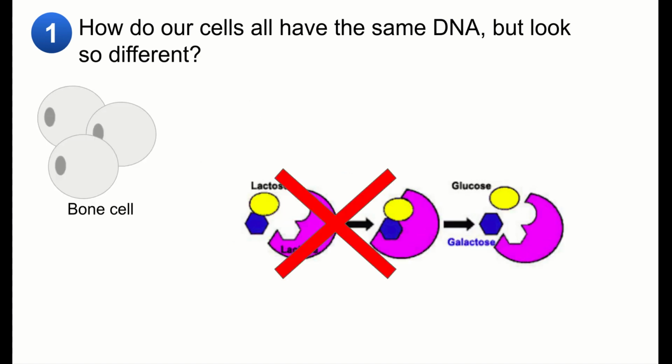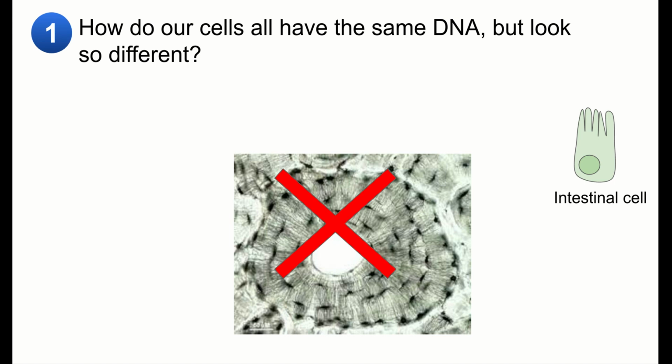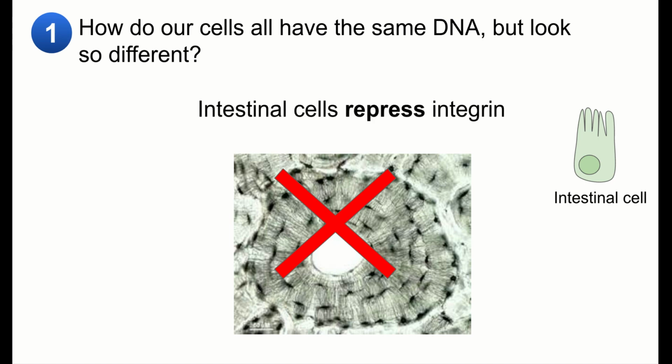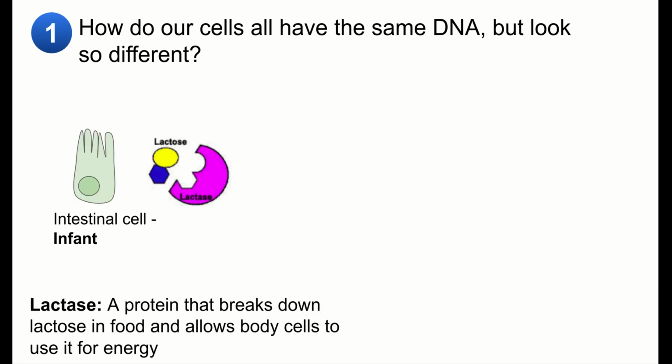And bone cells, they don't make lactase. So bone cells repress lactase. Intestinal cells don't make integrin. So intestinal cells repress integrin, or repress the gene for integrin. Let's look at lactase in a little more detail, because this is a really good example of a gene that is expressed sometimes and repressed at other times.